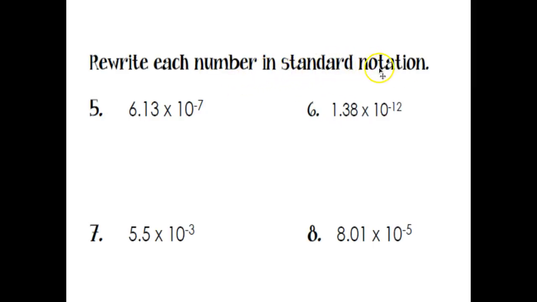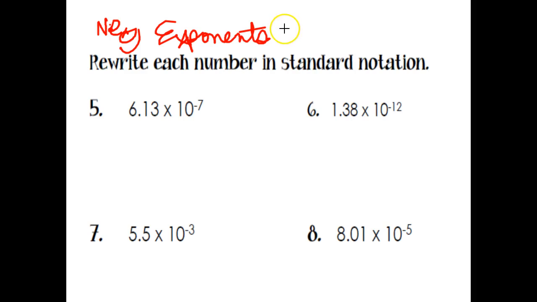Rewrite each number in standard notation. Okay, so standard notation means that I loop the loop 7 times, but negative exponents make numbers shrink.